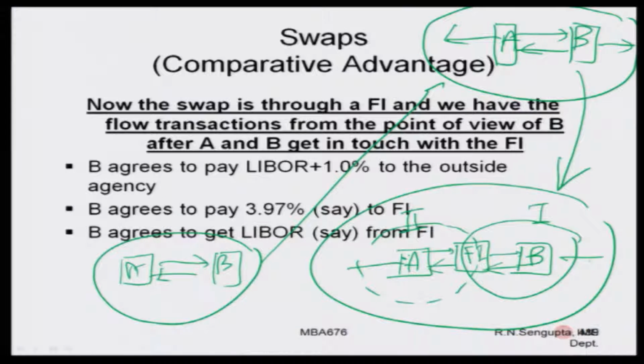So, here B agrees to pay LIBOR plus 1%, B agrees to pay 3.97 to the FI, and B agrees to get LIBOR from the FI. Obviously, if you consider this transaction, you just place them on top of the arrows and understand the overall flow happening between A and FI, B and FI, or A and the third party and B and the third party.